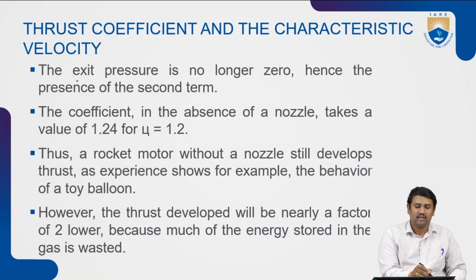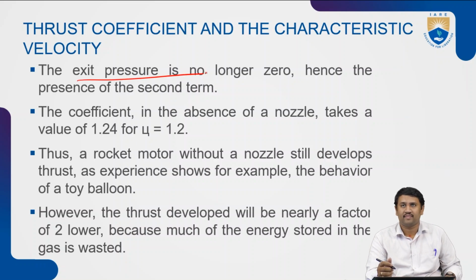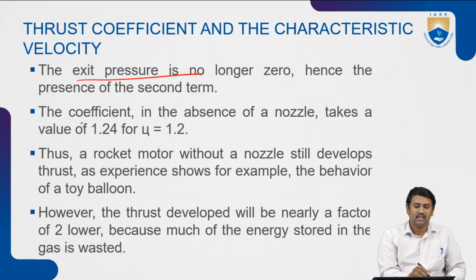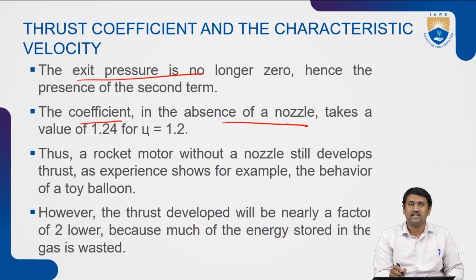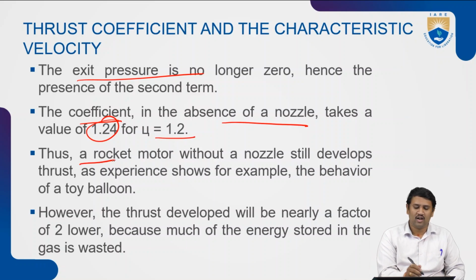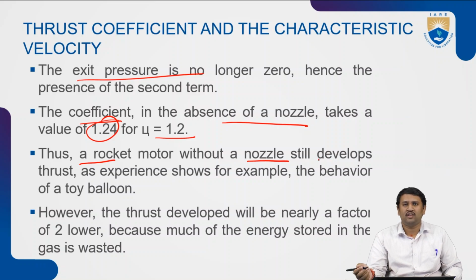Now, the exit pressure is no longer 0. Hence, the presence of the second term, particularly the coefficient in the absence of a nozzle, takes the value of 1.24 for gamma equals 1.2. Thus, a rocket motor without any nozzle still develops thrust, as it experiences, similar to your toy balloon.